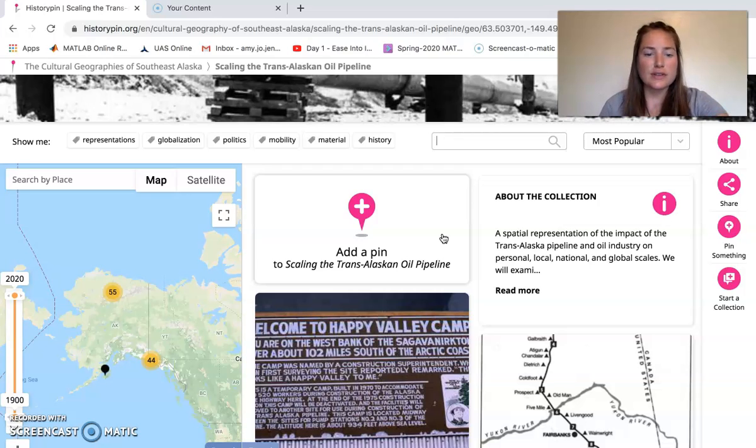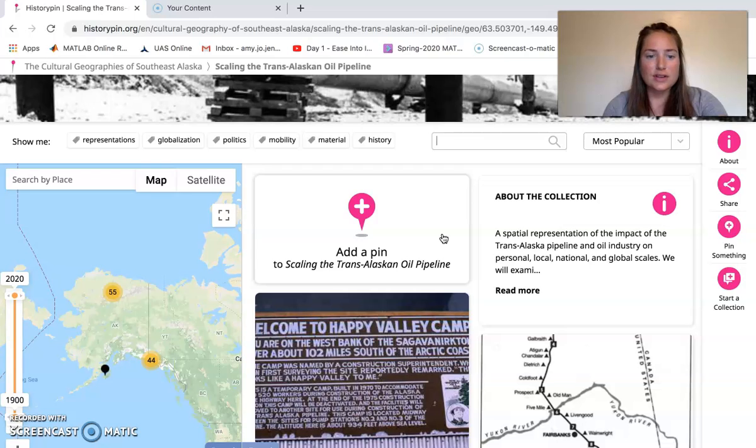To start off, I'll go over some of the pins I created that pertain to materials, and then I'll walk you through the pins I created related to globalization. I realized after I made the pins that they also have a good connection with mobility, which ties into some of the other tags that we have throughout our project. So what I wanted to focus on was a couple pins I made on the construction of the Haul Road and the Yukon River Bridge. These two engineering feats required an extraordinary amount of manpower, materials, and expertise.